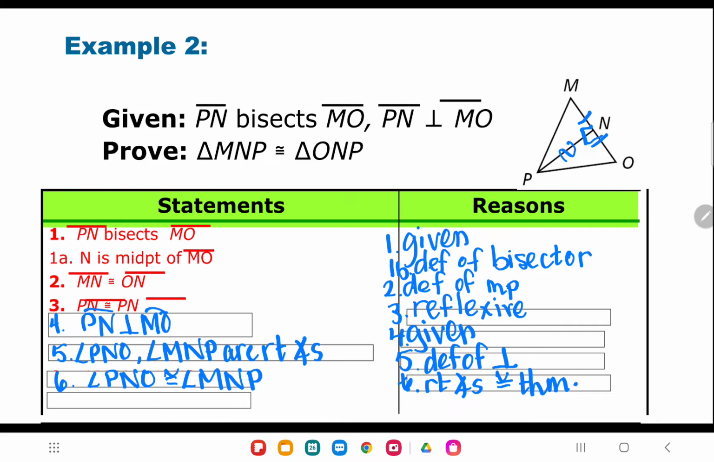And so now I see I have SAS going on here, so I can say that triangle MNP is congruent to triangle ONP. And as I stated before, that is by SAS. And that came through at 2, 3, and 6. So if you want to note the steps where you figured that out, that's always helpful, 2, 3, and 6. So we've shown that MNP is congruent to ONP.